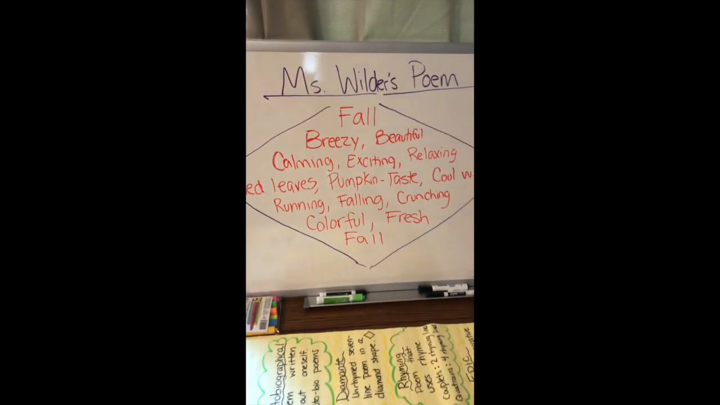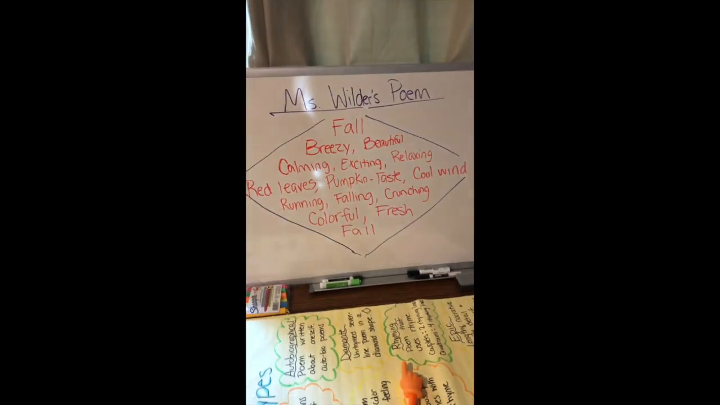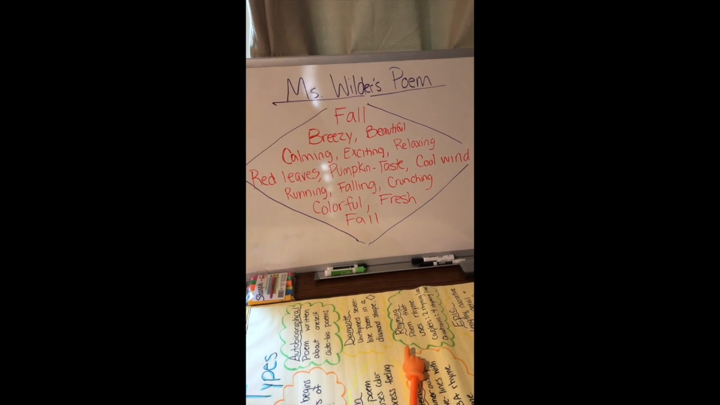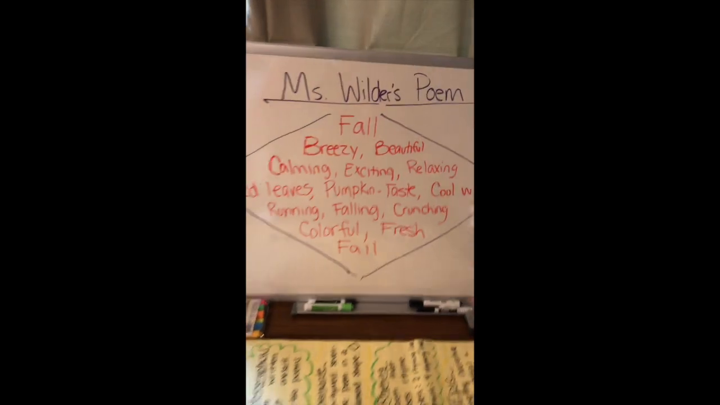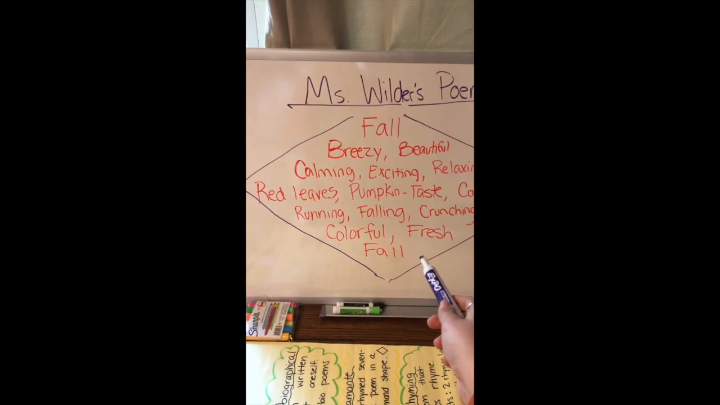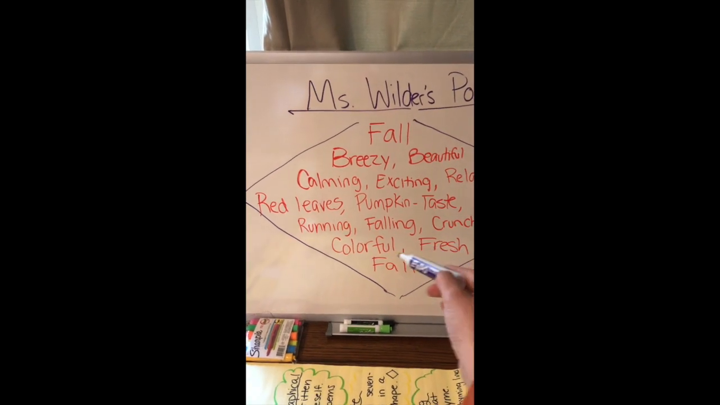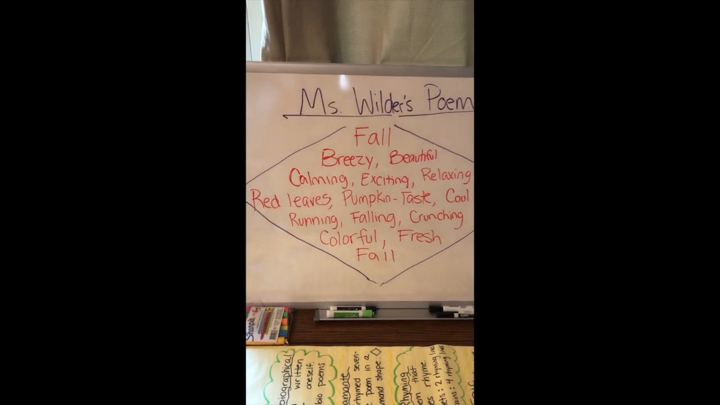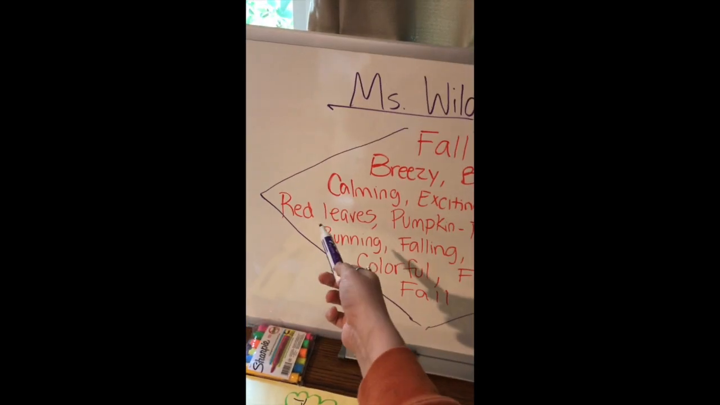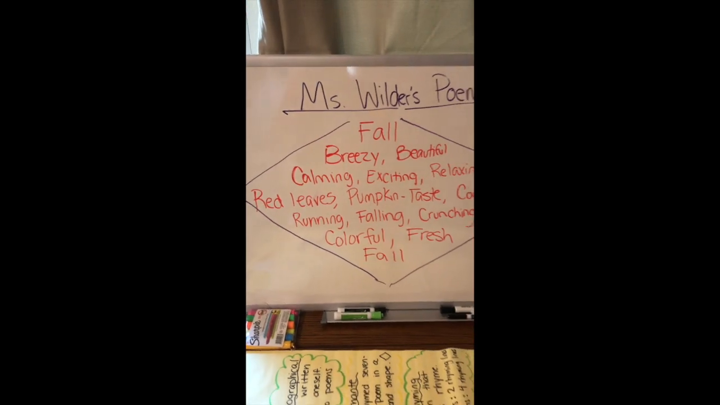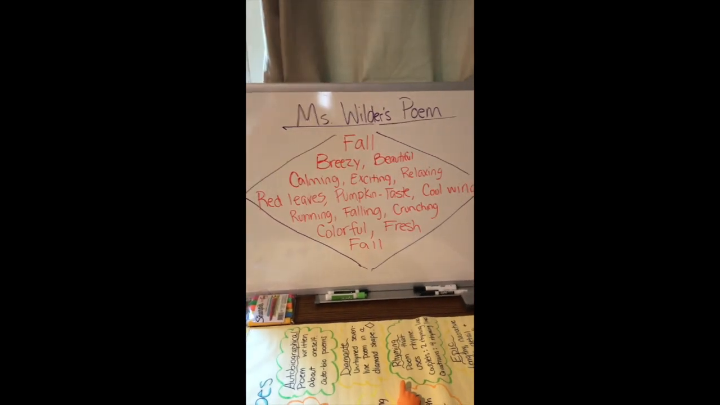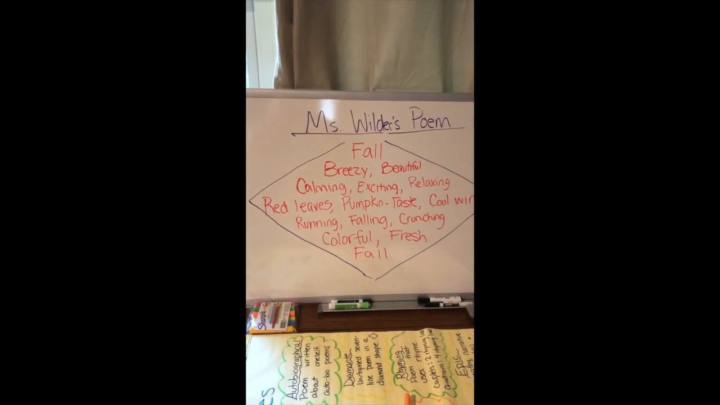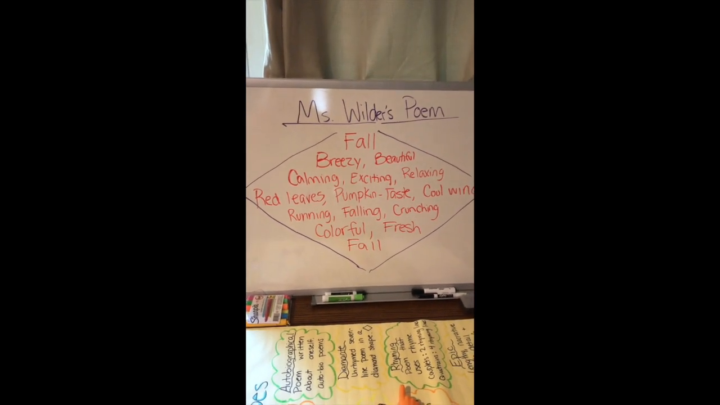You notice that I wrote it in a diamond shape, right? So you can see my first and last lines are the shortest, and my second line and my second to last line are about the same, and my middle line, the red leaves, pumpkin taste, cool wind, is the longest to make that diamond shape. Okay, what else do you notice?